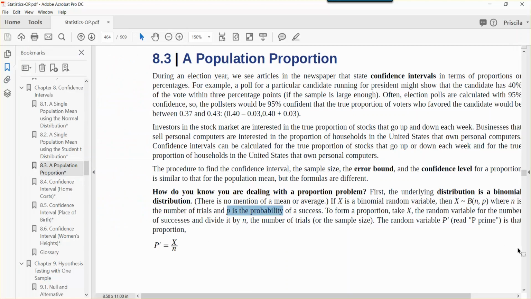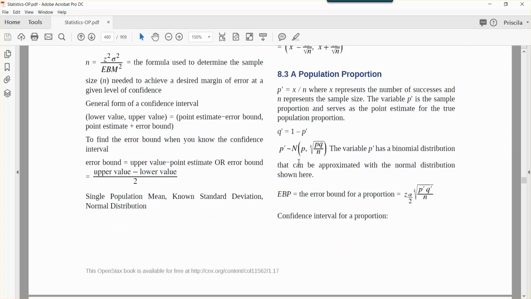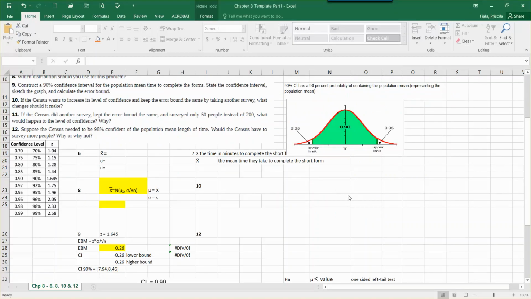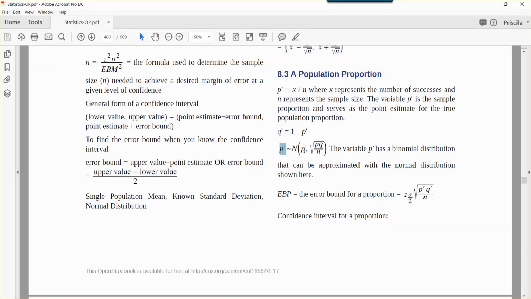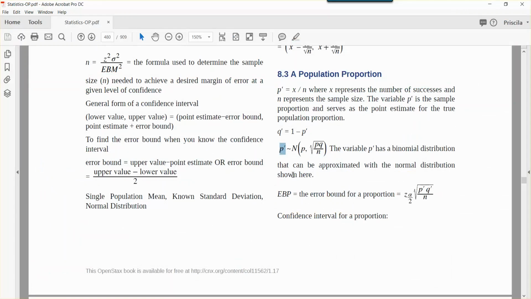Okay, so to form a proportion, I'm not going to read all this so you don't get more confused. The best thing to do is to go to your summary of formulas right here, where P is P without any symbol. That's your population proportion, and this we see a lot of times as a P hat. If you see the caret symbol, they would call it a P hat. Okay, so that's what I'm going to be calling it here.